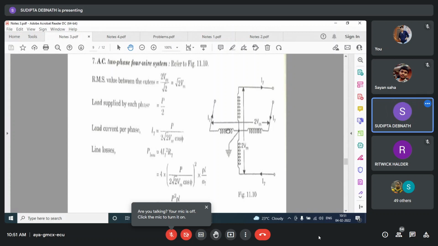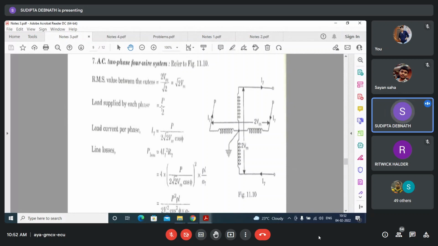So this point is earth. The voltage between this outer conductor and this point is Vm. So the total voltage is twice Vm. So what is the voltage across the conductors in this phase? It is twice Vm by √2.